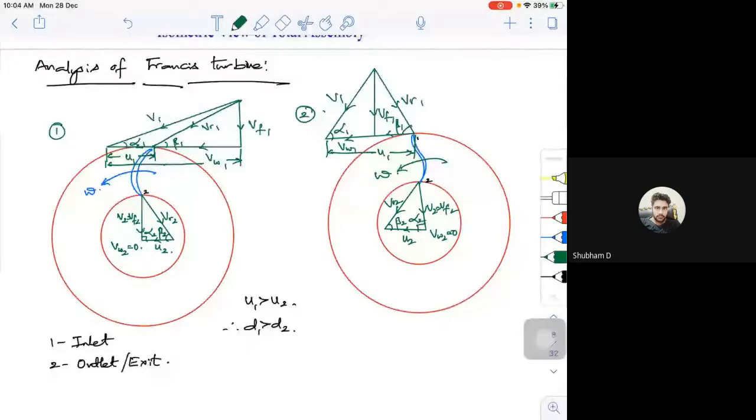You should not get confused with the velocity triangle. The velocity triangle depends on how exactly you are placing your blades or vanes, and the size of the velocity triangle clearly indicates the energy available at that particular point. So the velocity triangle of the Francis turbine can be the one shown on the left hand side, or the one I am showing on the right hand side. Both are possible in the case of your Francis turbine. This is about your velocity.